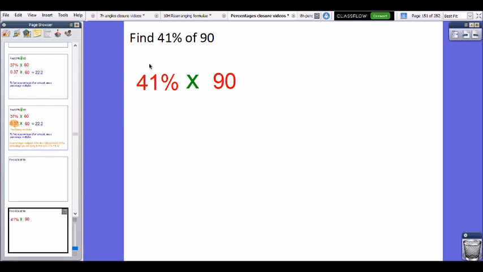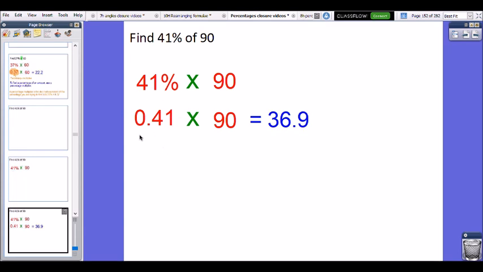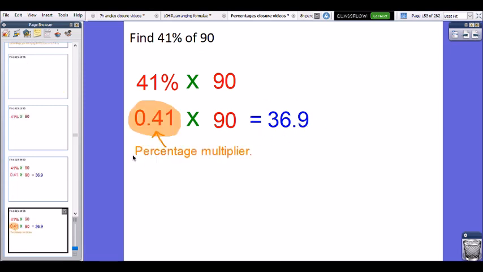I'm going to take my percentage multiplier. So instead of 41%, what's the decimal equivalent? To get from a percentage to a decimal, remember I divide it by 100, so that tells me that 0.41 multiplied by 90 gives me 36.9. So this is my answer, and 0.41 is my percentage multiplier. Whatever percentage you're trying to find, just divide it by 100 to get that decimal equivalent, and then multiply it by that original number.